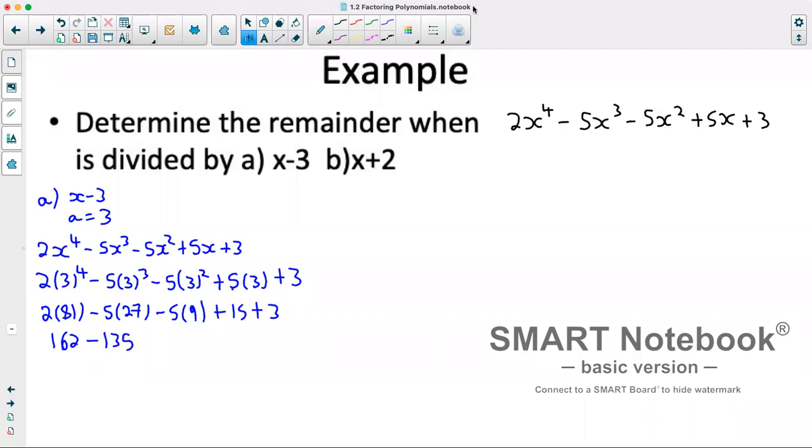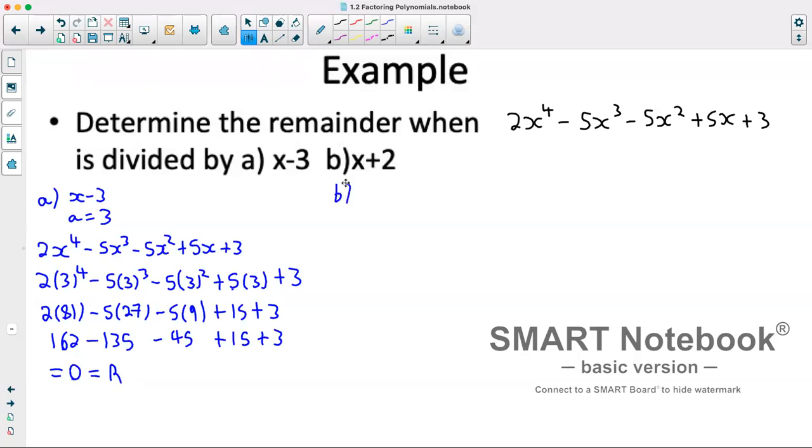minus 45, plus 15, plus 3. Combining all of these, we end up with 0. So our remainder for this one, if we divide it by x minus 3, would be 0.